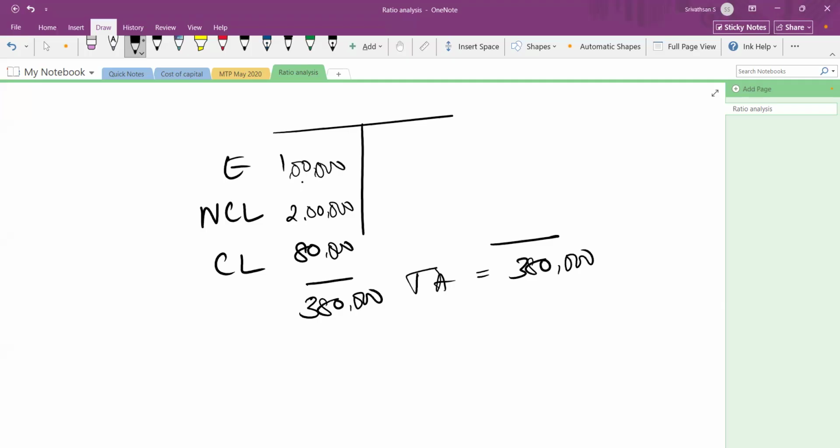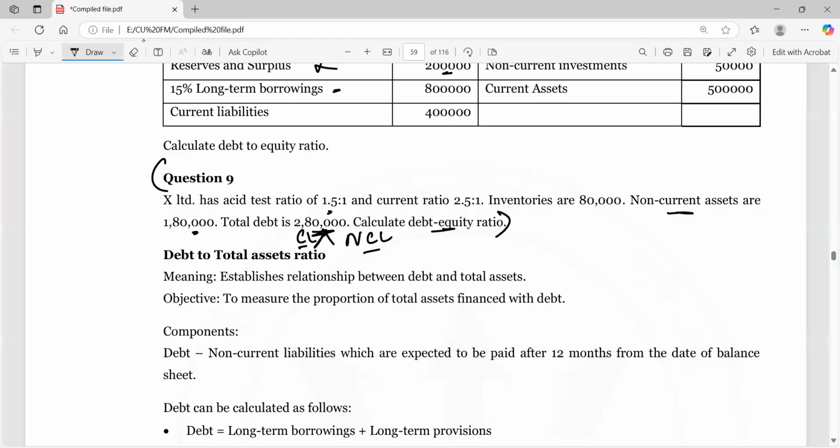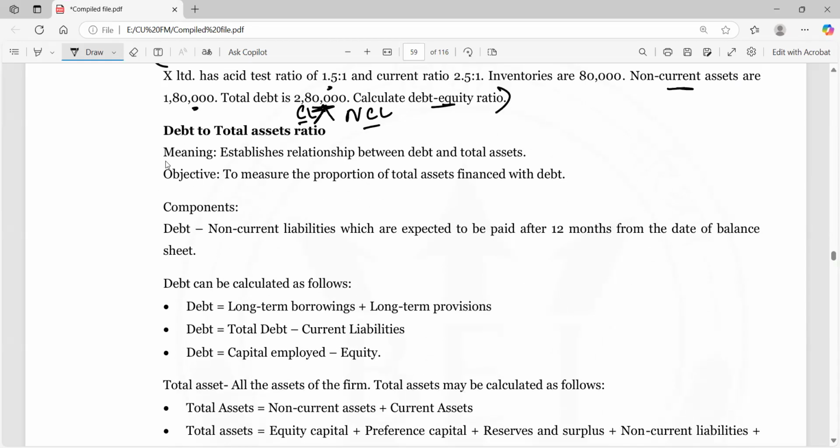Understood? Understood now. Listen. Is it clear to everyone? Shall we move to the next question? Is there anyone who did not get these answers? From the last, you all got it. Now listen, debt to total asset ratio, similar kind of ratio.